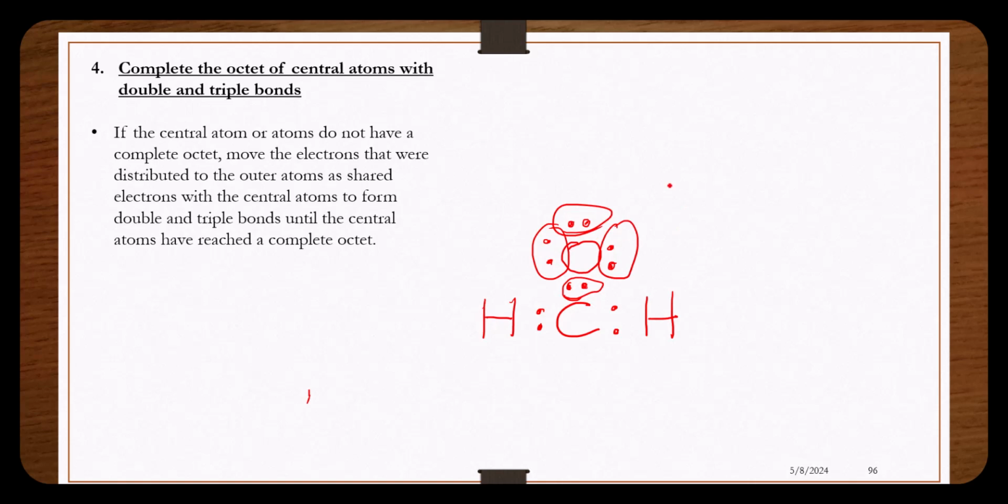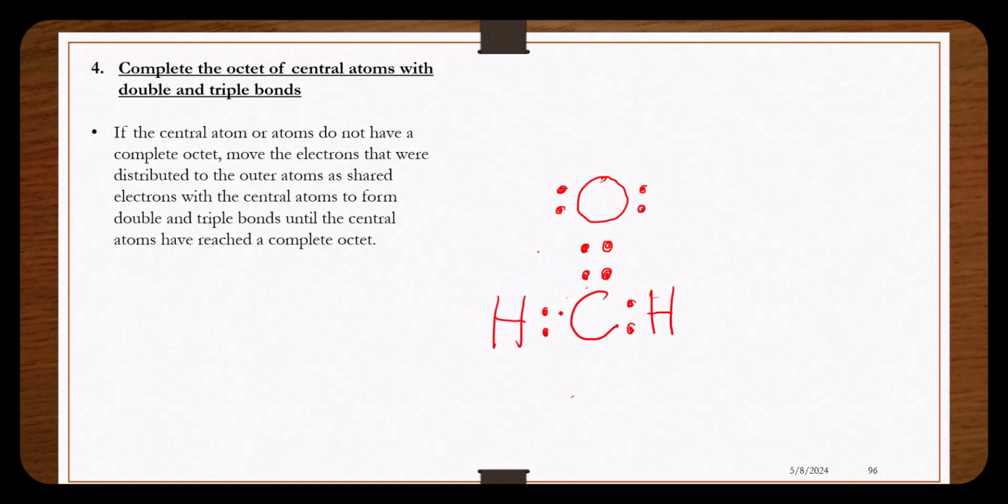Which would give oxygen a complete octet. Hydrogen only needs 2 electrons to fill its outer shell, and each hydrogen has 2 electrons, so they're complete. So right now the only atom that doesn't have a complete octet is carbon, and we fix that by moving a pair of electrons from the oxygen to form double bonds between oxygen and carbon.